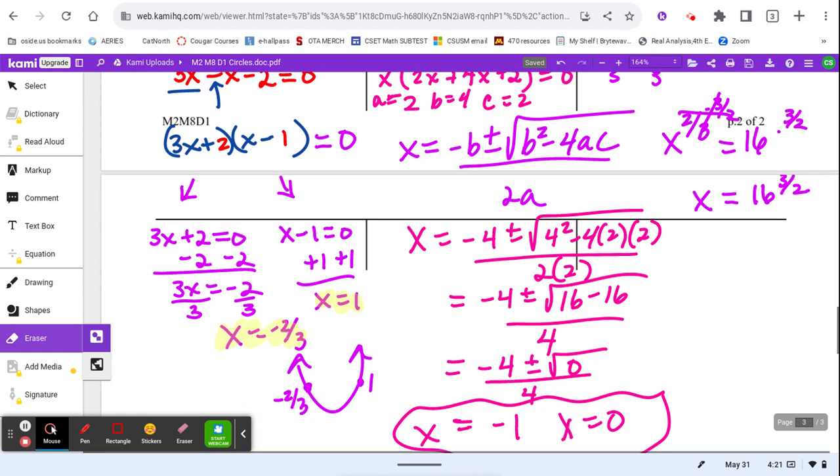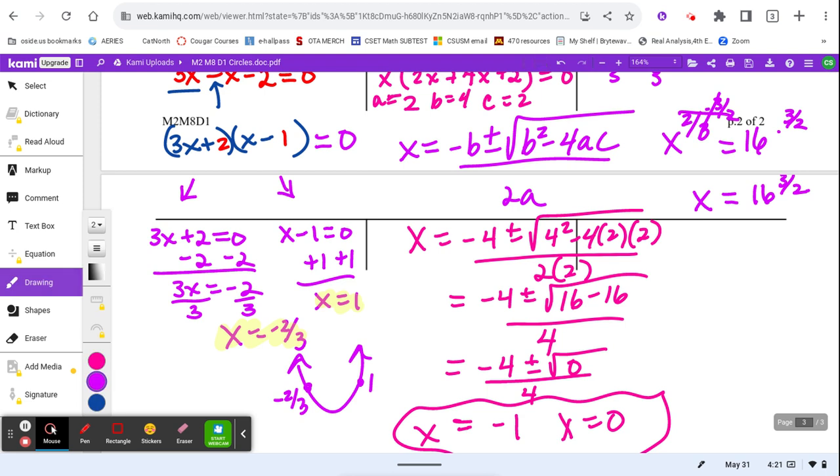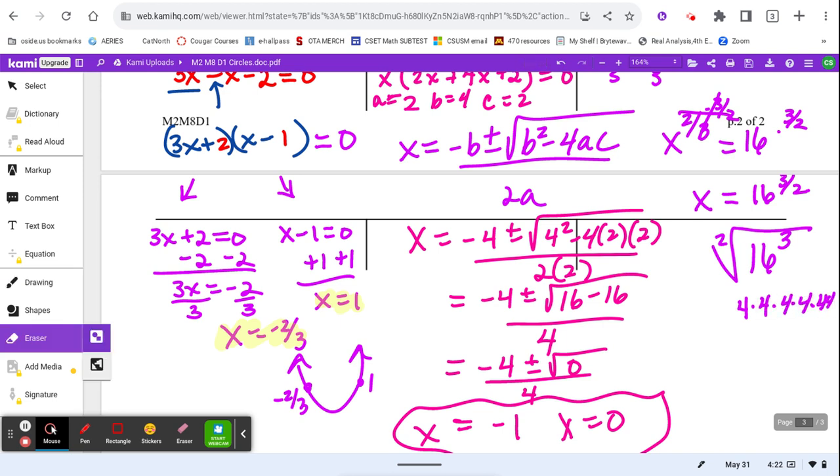Well, what does that even mean? Well, it means the square root. Remember, if it was 16 to the 1/2, that would be the square root of 16 to the power of 3. So there's like an invisible index here. So picture stretching this out in pairs. 4 times 4, 4 times 4, 4 times 4, 3 times, because there is a power of 3 there.